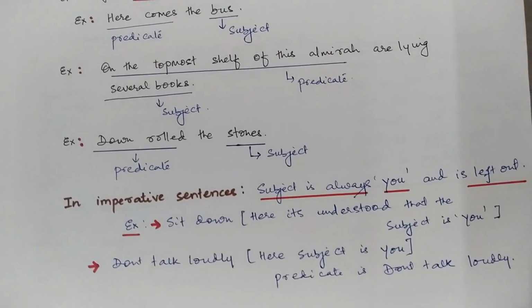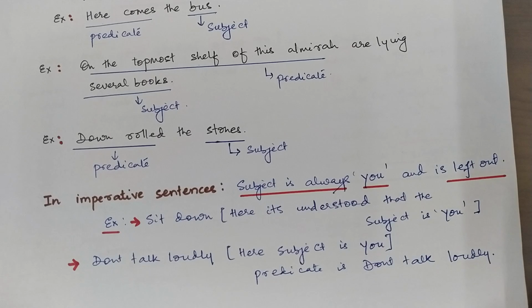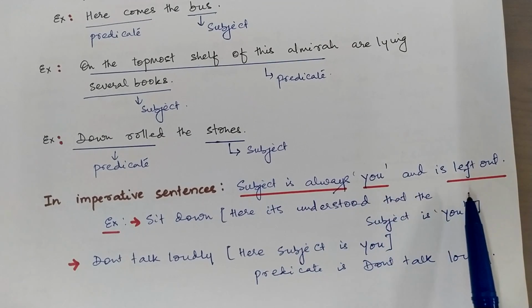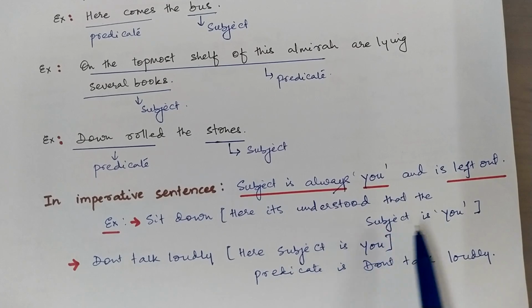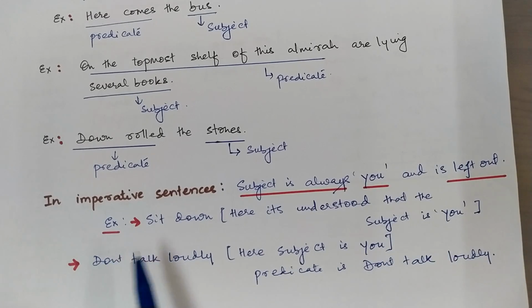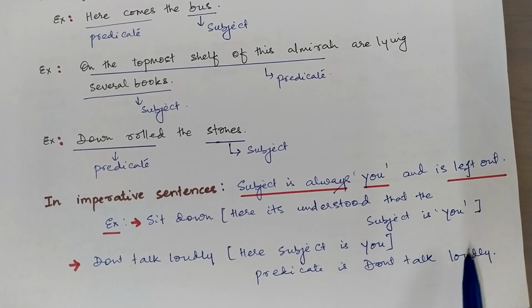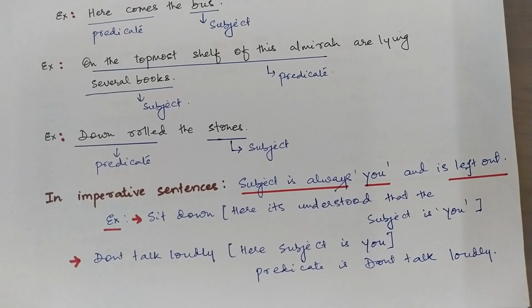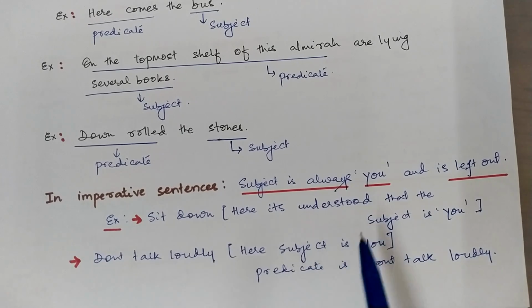Now children, in imperative sentences, the subject is always you and is left out. In other words, it is understood that the subject is you. For example, sit down. Now here it is understood that the subject is you. Why? Because I am talking to you in the present tense. So I am saying sit down. Now I did not necessarily tell you, you sit down, because it is a conversation between me and you only. So I need not specify the subject to be you.